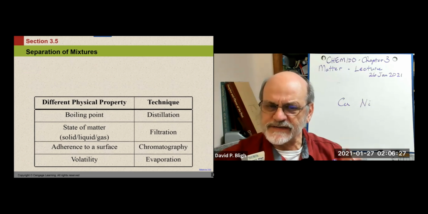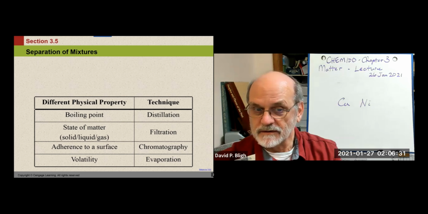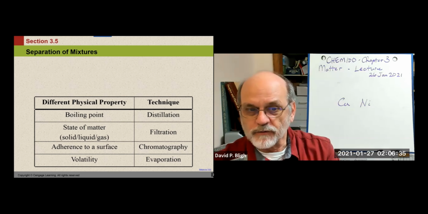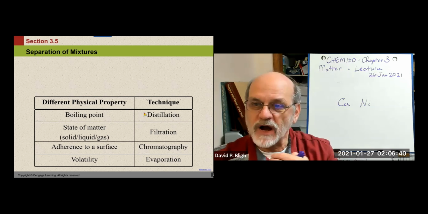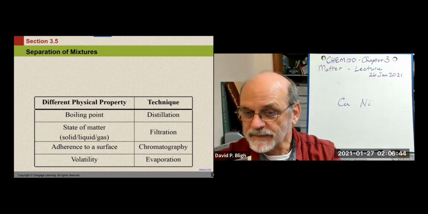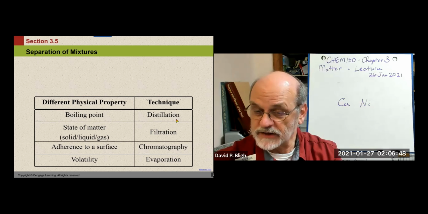Now we can use physical techniques to separate mixtures, and it's based on physical properties. So if we want to separate something based upon the boiling point, we employ a process called distillation. We heat something up, and the more volatile component of the mixture comes off first.